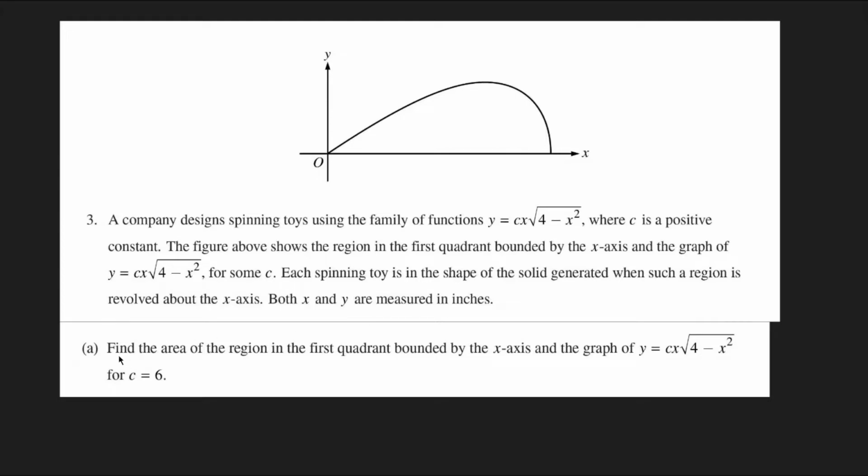And part A asks us to find the area of the region in the first quadrant bounded by the x-axis and, once again, this equation for c equals 6. So right here, it's not even dealing with the volume. Right now, we're just asked to find what this area is for when c equals 6.